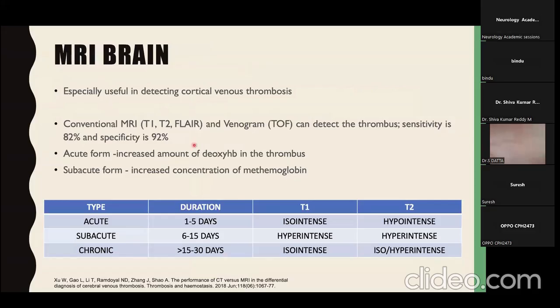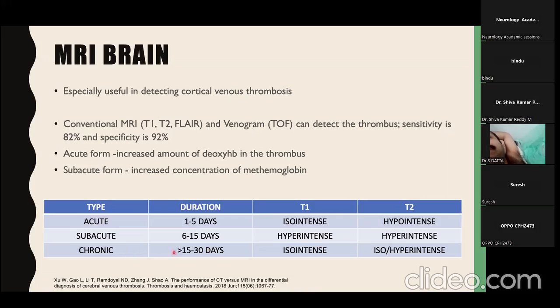MRI in CVT is useful in detecting cortical venous thrombosis, which can be missed in CT scan. Conventional sequences like T1, T2, FLAIR and venogram detect thrombus, and sensitivity is 82%, specificity is 92%. In any acute thrombus, there is a high amount of deoxyhemoglobin, and in subacute forms, there is a high concentration of methemoglobin. In acute, which is within 1 to 5 days, T1 is isointense and T2 is hypointense. And in subacute, T1 hyperintense, T2 hyperintense.